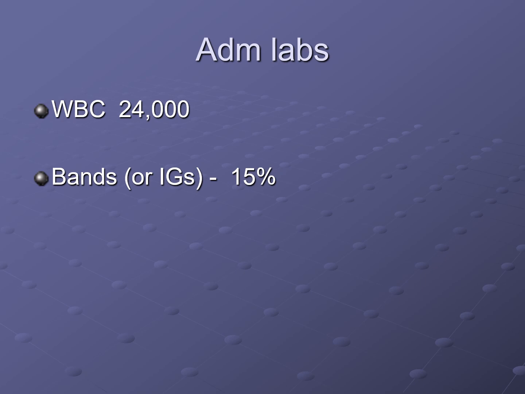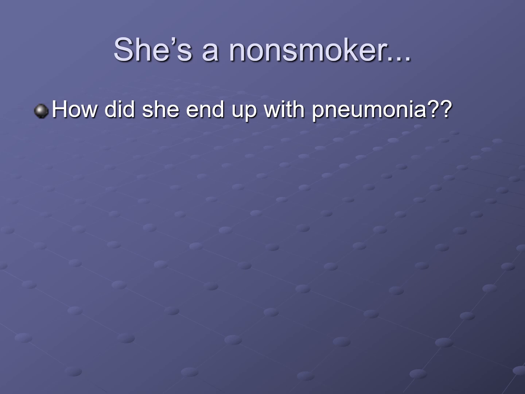So she has a white count of 24,000, so she has a substantially elevated white count. Her neutrophils are up and her immature granulocytes, which are usually neutrophils, are elevated, which would be consistent with a bacterial infection. She's a non-smoker. How'd she end up with pneumonia? Well, lots of people that are non-smokers end up with pneumonia. It's a bacterial origin. They can be exposed to the bacteria. Smokers, of course, are more at risk and are more likely to get gram-negative origins to their pneumonias. But people end up with pneumococcal pneumonia very frequently that are non-smokers.